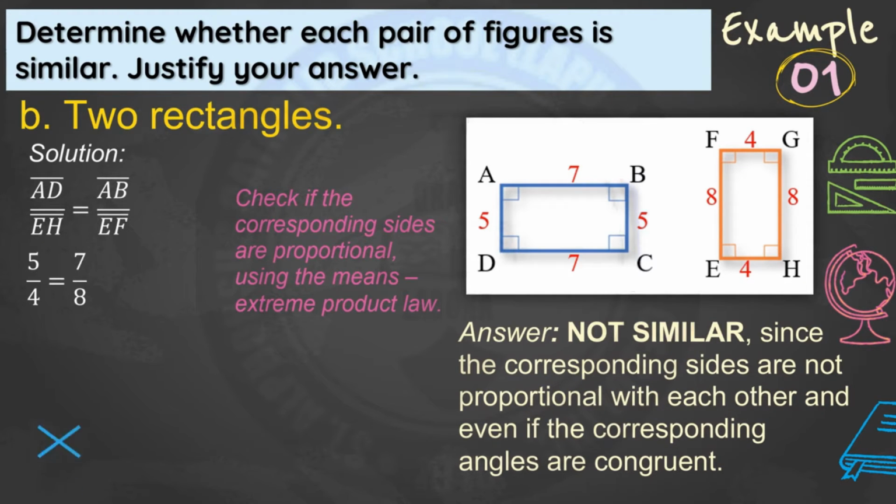Then cross multiply. We have 4 times 7 is equal to 5 times 8. So it gives us 28 and 40. As you have noticed, the two values are not equal. Thus, we can say that the two rectangles are not similar, since they are not proportional, even though their angles are congruent.